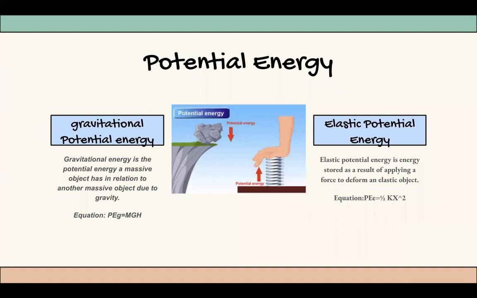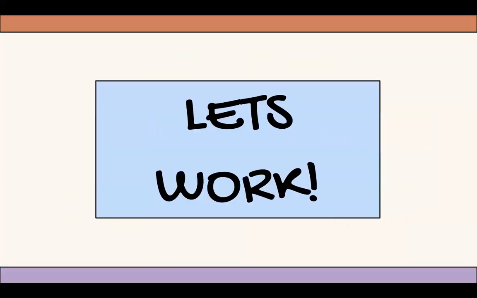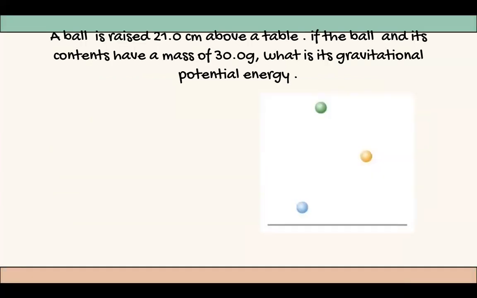Now, if we double the spring constant, the elastic potential energy doubles. However, if we double the distance, the potential energy quadruples because distance is squared. Now let's have a quick question about potential energy. A ball is raised 21 centimeters above a table. If the ball and its contents have a mass of 30 grams, what is its gravitational potential energy?